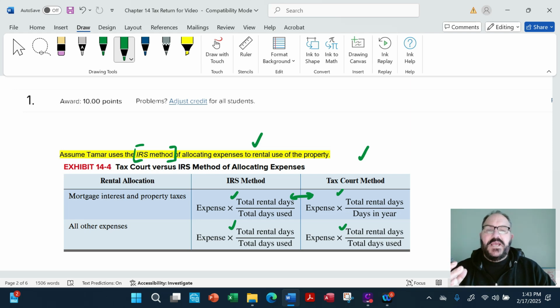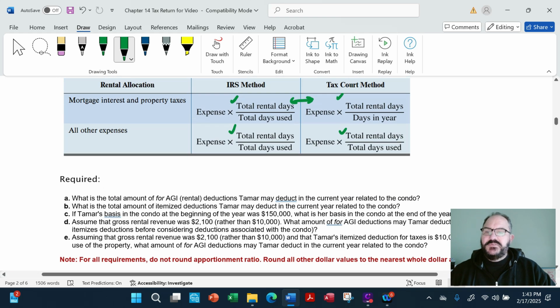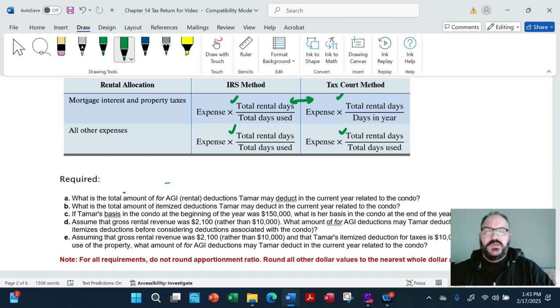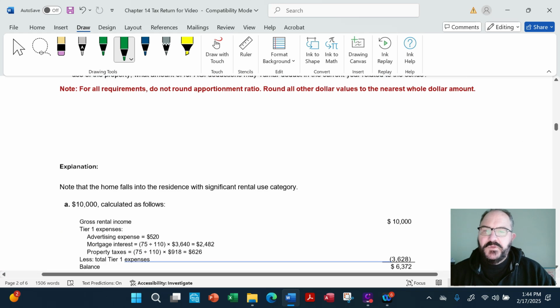Now they want us to allocate those expenses, and these are the items they want us to do. They want to know the total amount of for AGI rental deductions related to the condo, the total amount of itemized deductions she could take, and what the basis in it is. Then assume the gross revenue was $2,100 rather than $10,000. Basically they want you to solve it with $10,000, and with $2,100. Okay, so let's take a look.